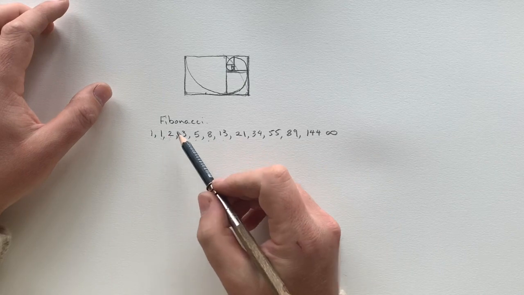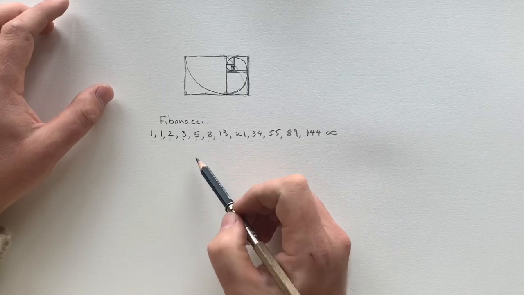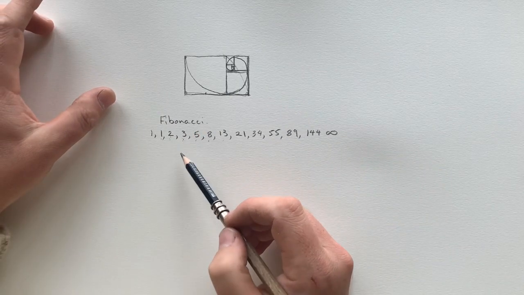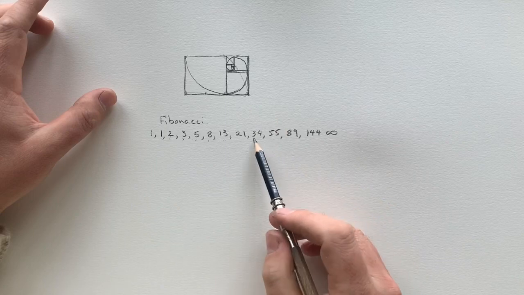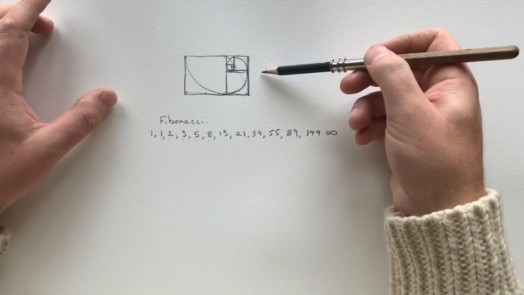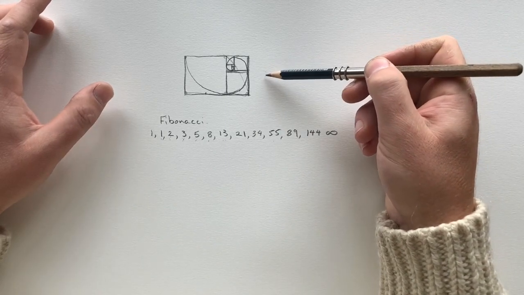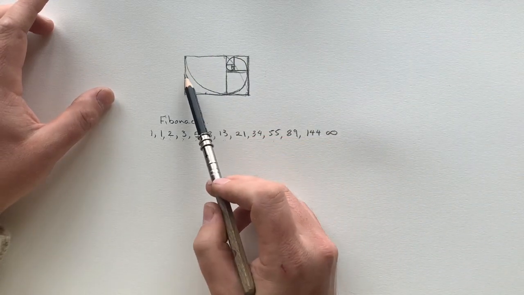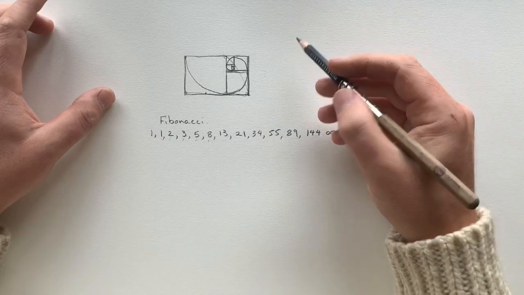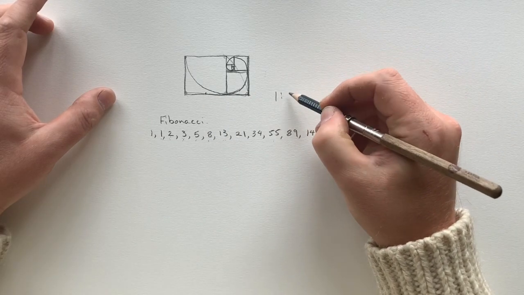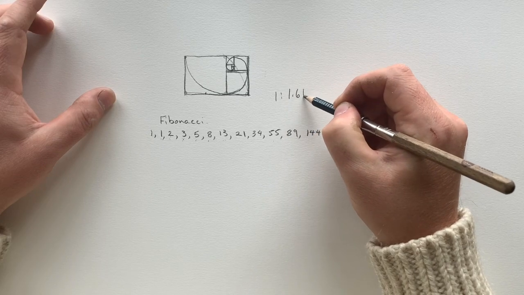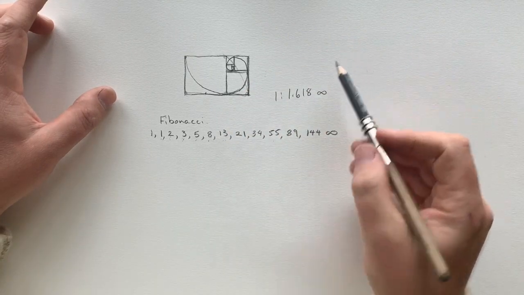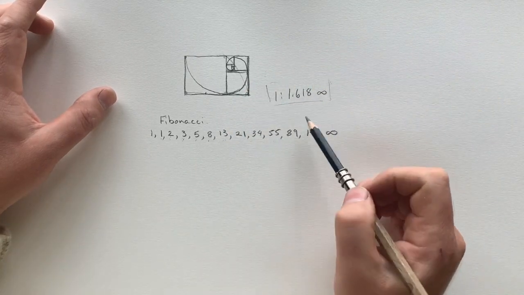The ratio between these numbers, so our ratio between 2 and 3, 8 and 13, 34 and 55, is the same ratio that we have here that's demonstrated by the golden section rectangle, the ratio of this side to this side. And that ratio is 1 to 1.618 and on to infinity. It's a big long number that goes on and on and on. So that's our ratio number.